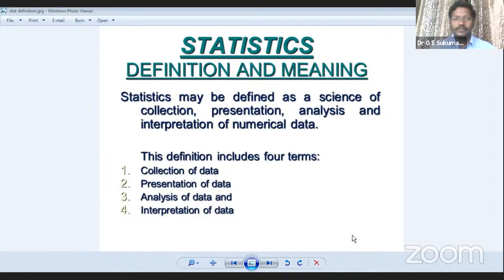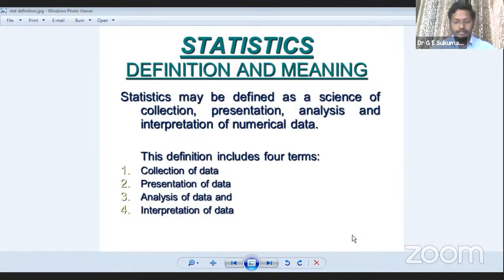As we know, when I administer a test, I am collecting the data or a measure, then I'm trying to present them in a tabular form or in a meaningful way, and then I'm trying to make analysis and interpret the numerical data. As you know, when a person is taking a test, it will give you some numerical data. So these are the four parts which statistics is talking about: collection of data, presentation of data, analysis of data, and interpretation of data.